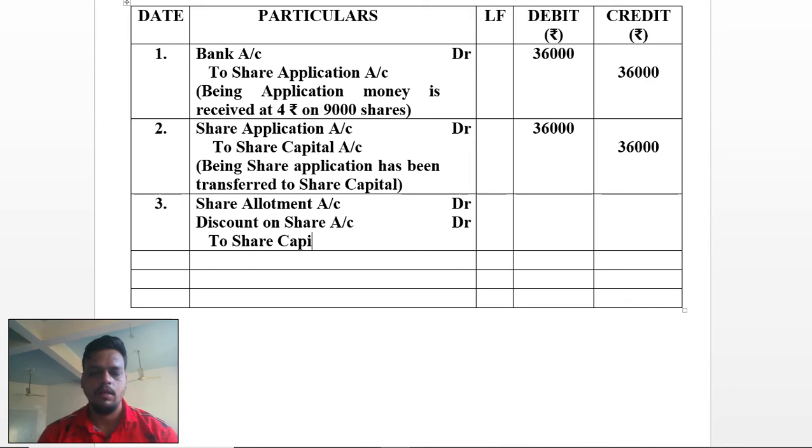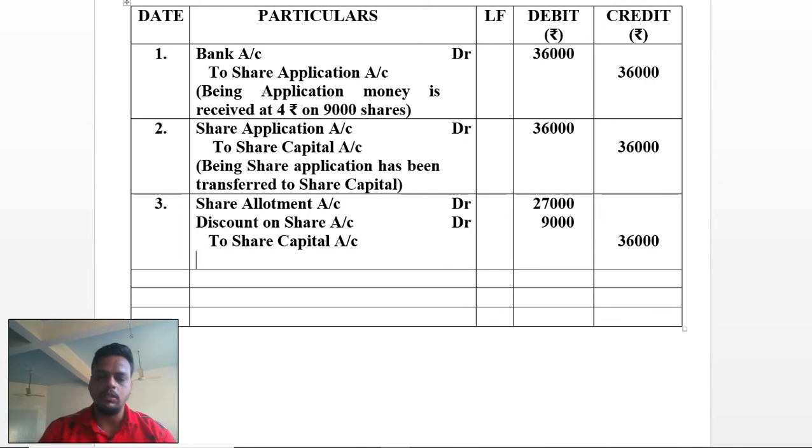share capital account. What about total? As on allotment we are receiving 3 rupees. So 3 nines are 27. 27,000 rupees we are receiving as a share allotment, whereas 9,000 rupees will be our discount, for 1 rupee as a discount we have to show in the entry. Now the total share capital will be 36,000 rupees. That 36,000 rupees has been framed in the question itself.